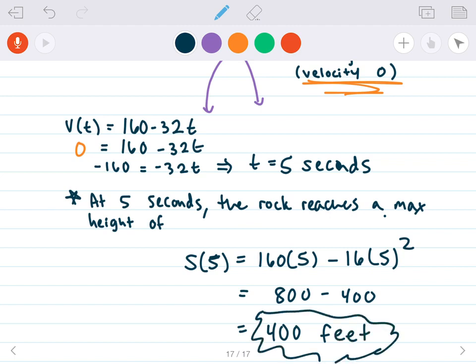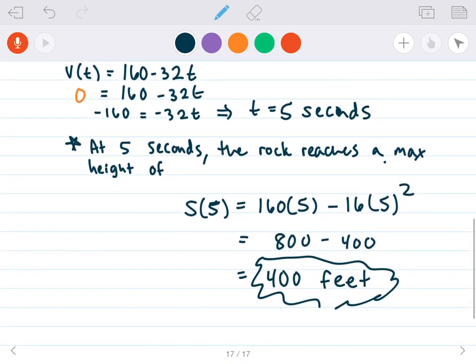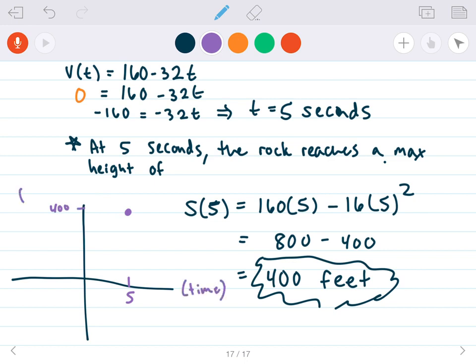So, let's just think about it on the graph for a second. Let's say this is 5 seconds right here, and then here's my maximum height of 400 feet. This is our time. This is our feet. And maybe it looks something like this.